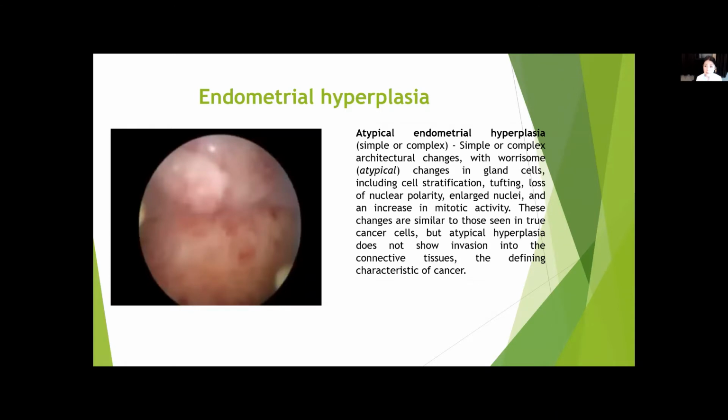Atypical endometrial hyperplasia is also divided into simple or complex. There are architectural changes with worrisome atypical changes in gland cells, including cell stratification, tufting, loss of nuclear polarity, large nuclei, and increased mitotic activity. These changes are similar to those seen in true cancer cells, but atypical hyperplasia does not show invasion into the connective tissues, the defining characteristic of cancer.